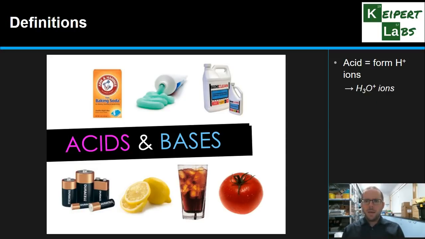But how do you define a base? A base is something that forms hydroxide ions. So this is the definition that we're going to start with. We will look at more nuanced definitions in the future that show a fuller picture, but this is what we're going to work with for now. Acids form hydronium ions and bases form hydroxide ions.